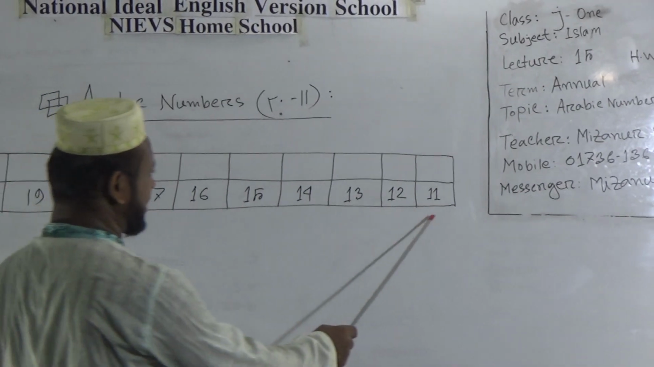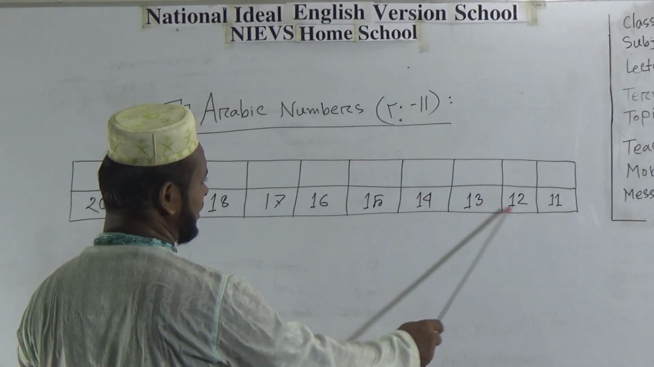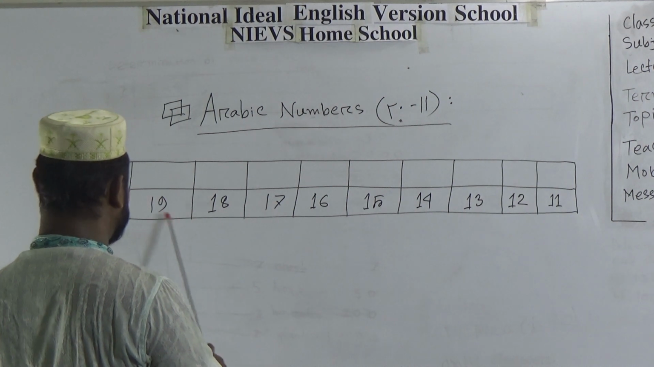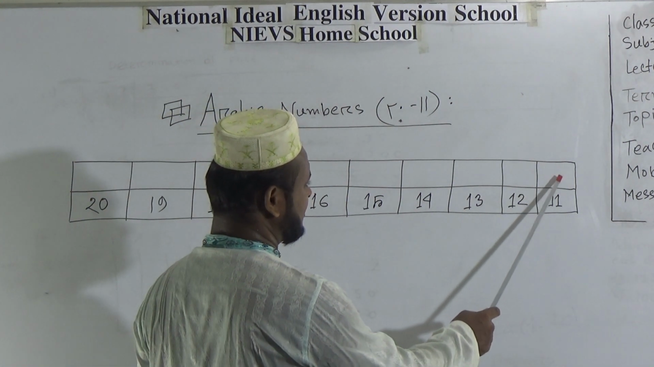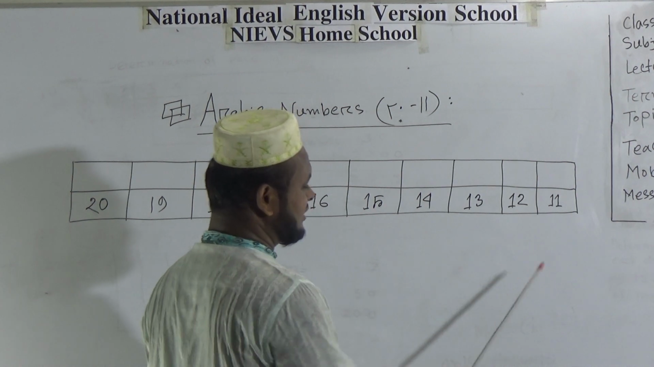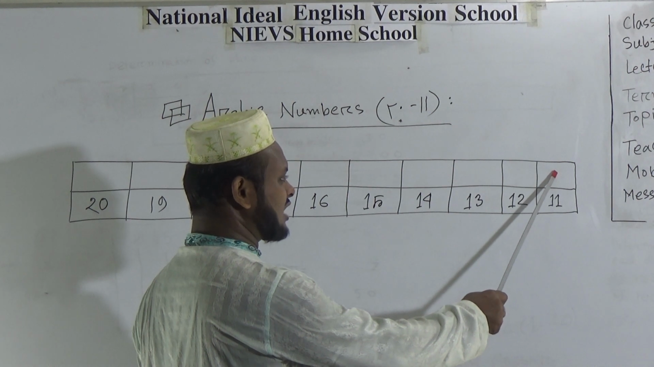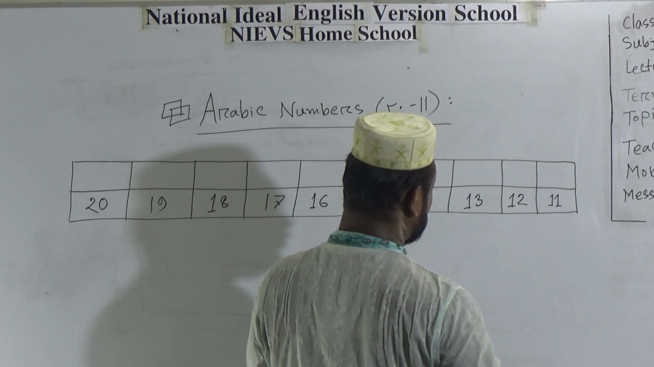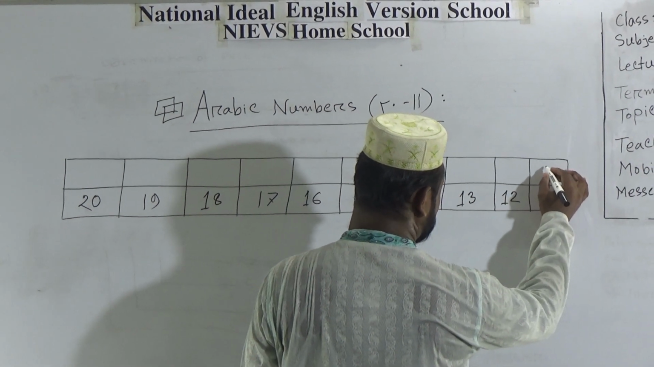Firstly, I write down from 11 to 20 in English. This is 11, 12, 13, 14, 15, 16, 17, 18, 19, and 20. Now, I write down the Arabic digits from 11 to 20. I write from the right side because Arabic numbers start from the right side.